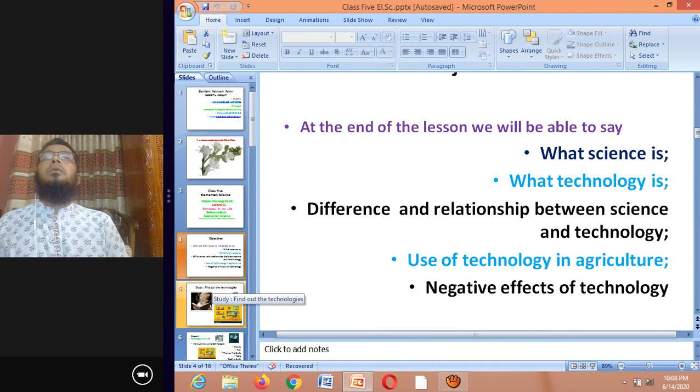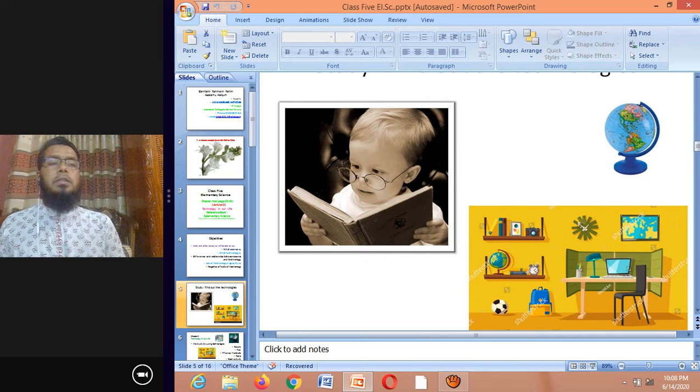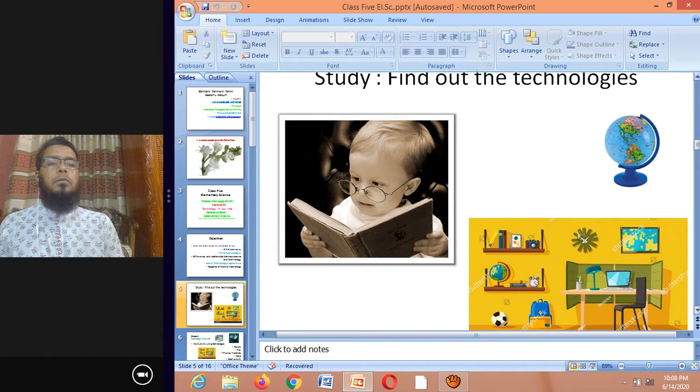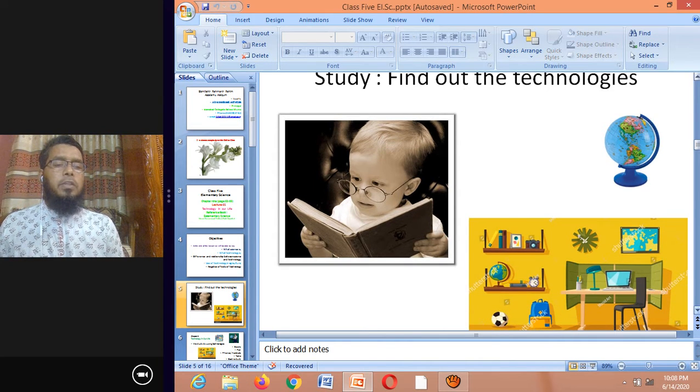And we are actually studying by using technologies such as books, pen, table, electric bulb, clock, etc. Let's look at the picture. In the picture we can see, find out the technologies here. An attentive reader is reading a book, and we can also see a reading room furnished with some equipments.